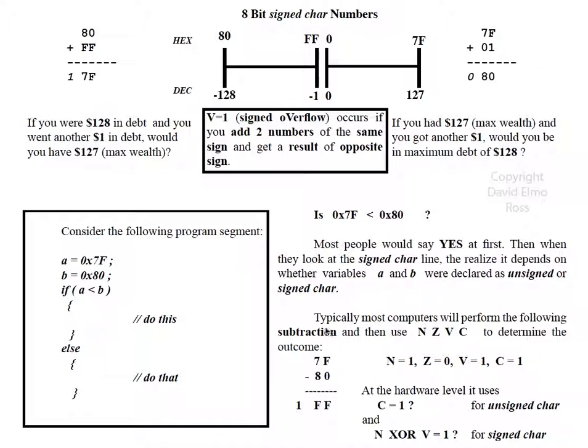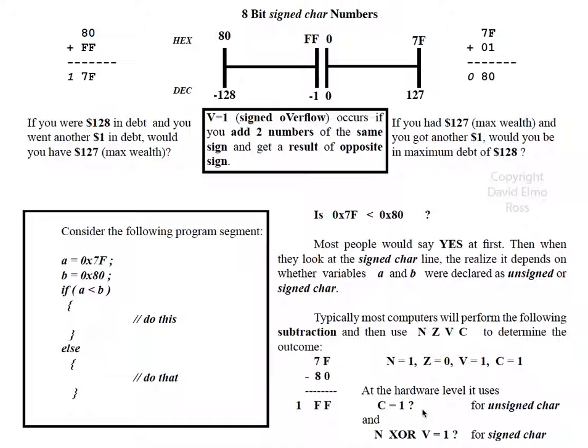Now let's look at the simpler one here. The test for unsigned char to see if one number is less than the other number is C equal 1. If C equals 1, then 7f is indeed less than 80. And why would that be the case? Let's think about that. When do we generate a borrow? When this number is bigger than this number, which means this number must be less than this number. So when 7f is less than 80, the carry is set, and that makes perfect sense.